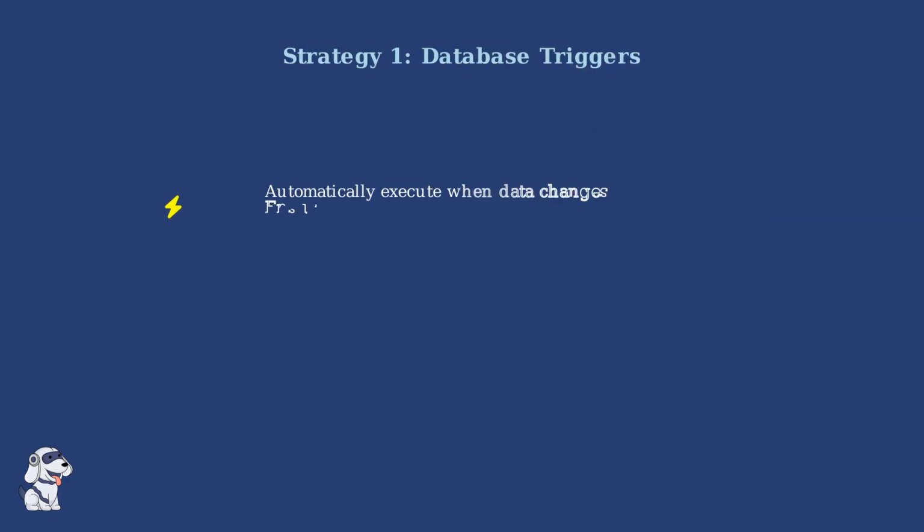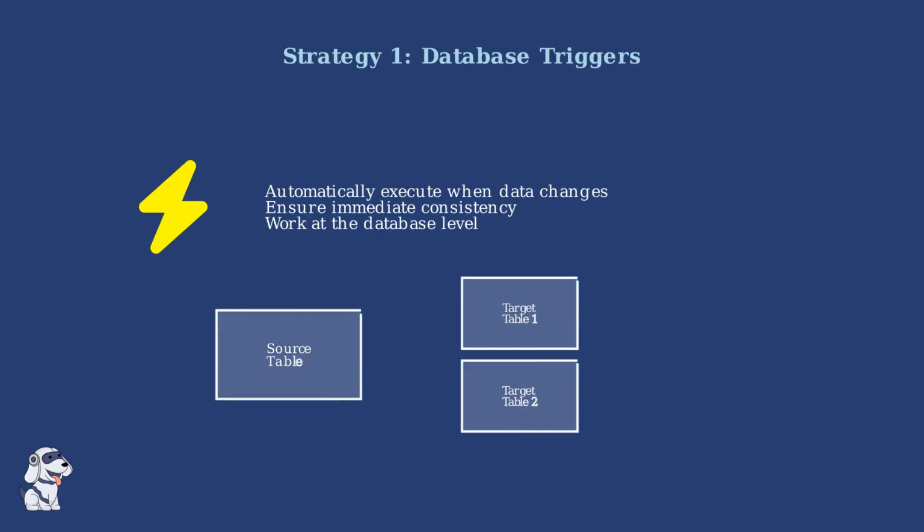Database triggers are the first strategy for maintaining consistency. Triggers automatically execute when data changes occur, immediately propagating updates to all related tables. They work at the database level, ensuring consistency regardless of which application makes the change. When a change occurs in the source table, triggers fire automatically, updating all dependent tables in real time. This ensures immediate consistency, but can impact performance during high-volume operations.